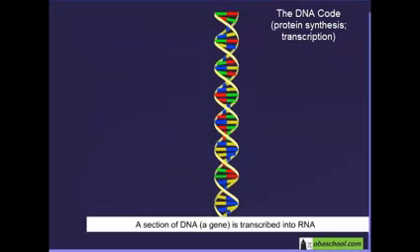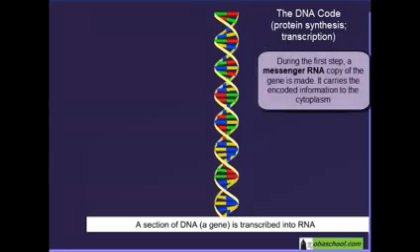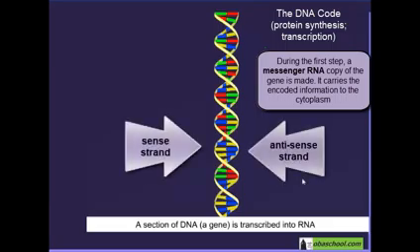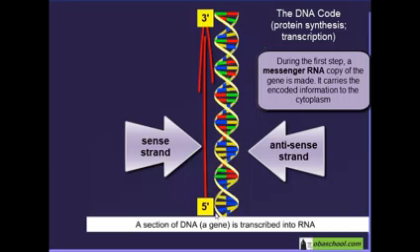The process of protein synthesis occurs by two steps: transcription and translation. During the first step, which is transcription, a copy of the gene made from what we call RNA, the messenger RNA, is made, and it carries the information to the cytoplasm. We know in the DNA we have the sense strand, which runs from 5' to 3', and the antisense strand, which runs from 3' to 5'. The transcription of DNA into mRNA takes place inside of the nucleus.